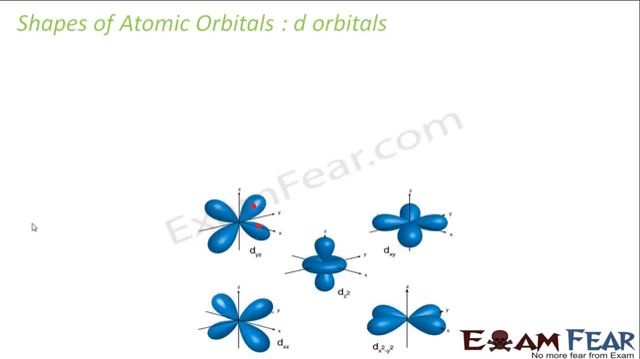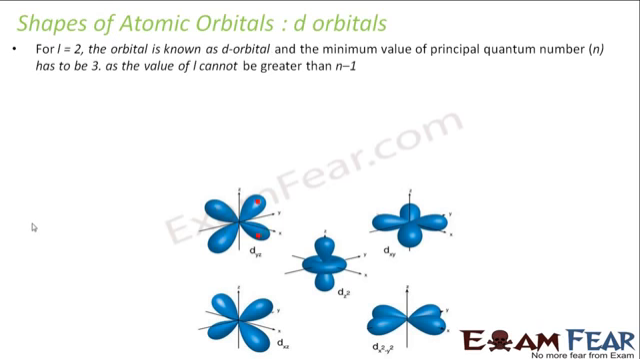Let's take d orbital now. D orbital, you see, it looks like this. And this also will have 2 electrons, and they'll be moving in this orbital. For this, l is equal to 2. And the minimum principal quantum number for this is 3. Why 3? Because for l equal to 2, the minimum value of n has to be 3. Correct? Because l cannot be greater than n minus 1.